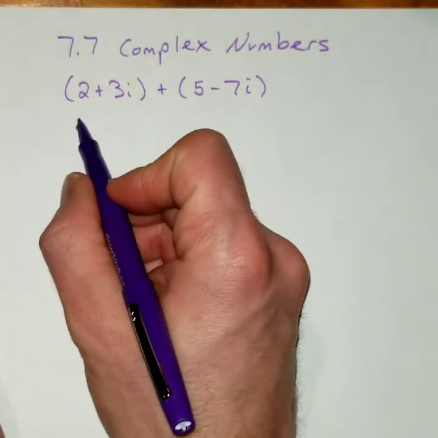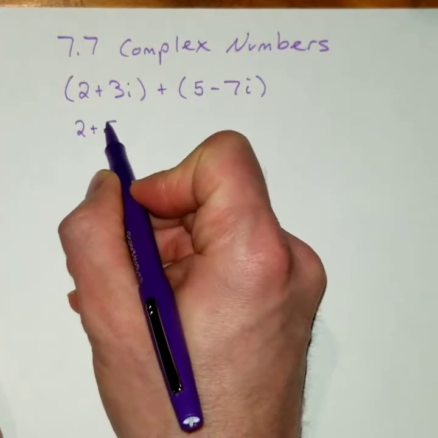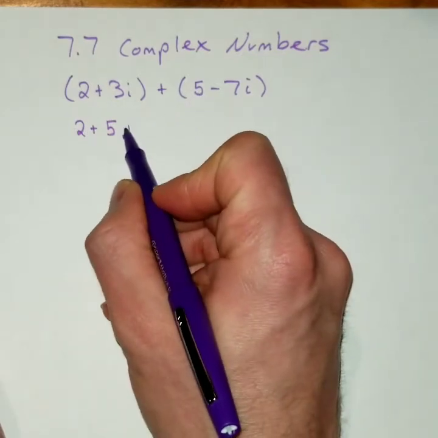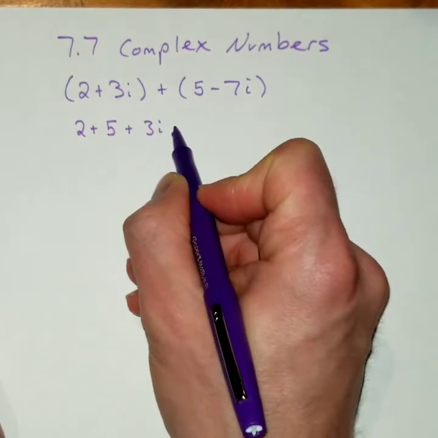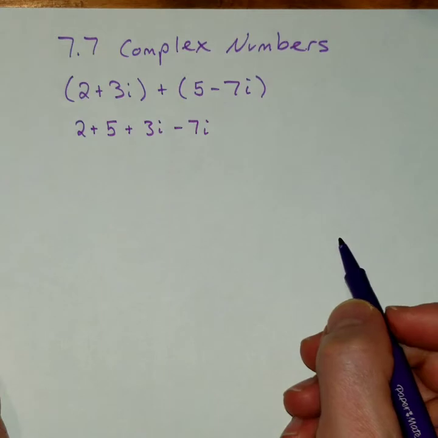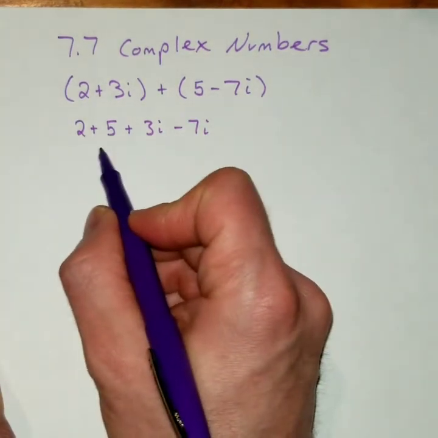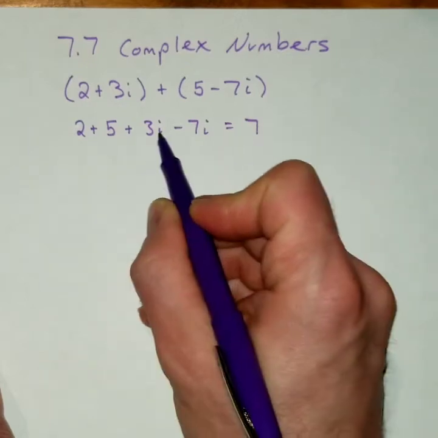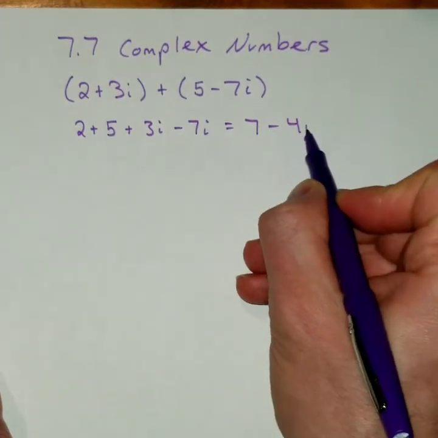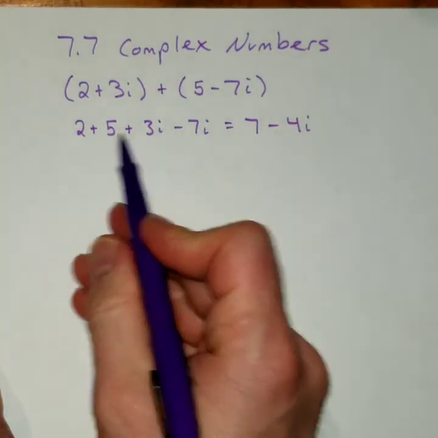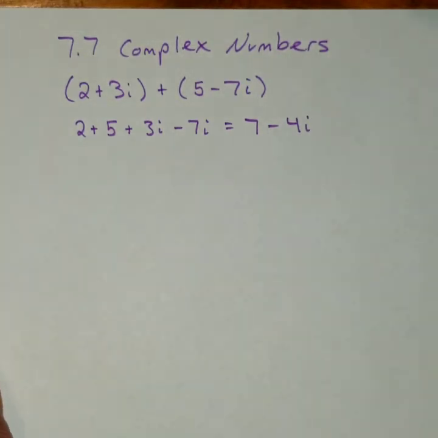So here I would take the 2 plus the 5, add those together. I would also take the 3i and the minus 7i and add those together, and then just combine like terms. So this becomes 7 minus 4i when you combine them, right? 7 and minus 4. Alright, so in each of these examples we're simply combining like terms.